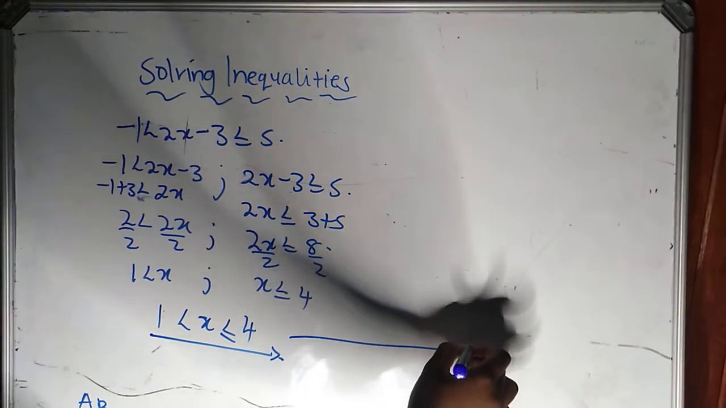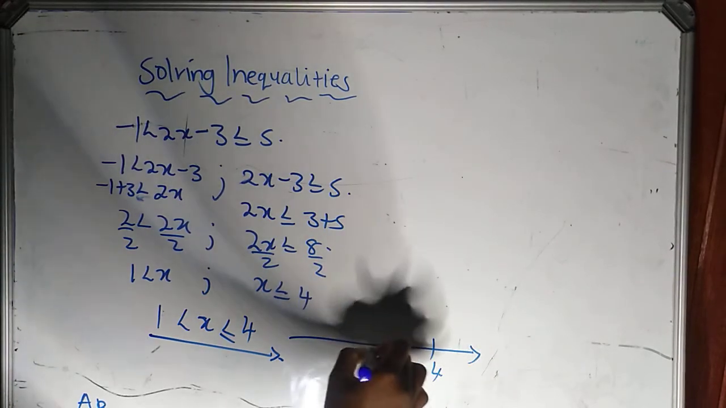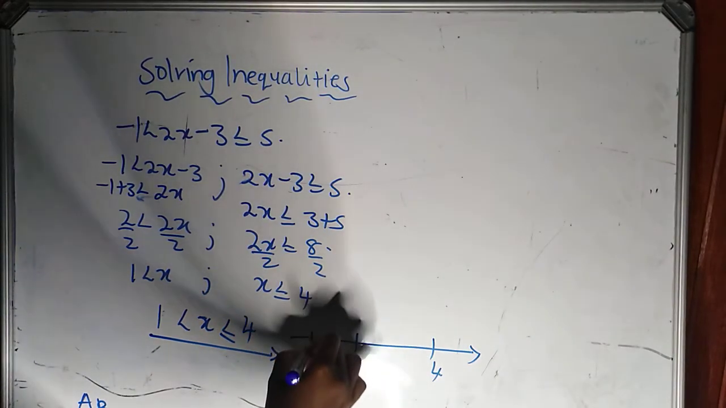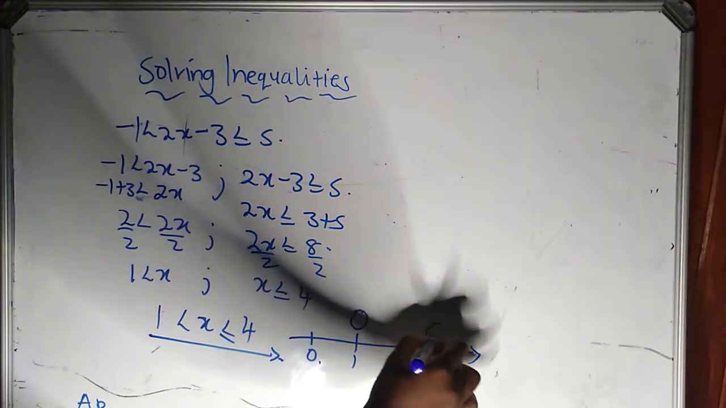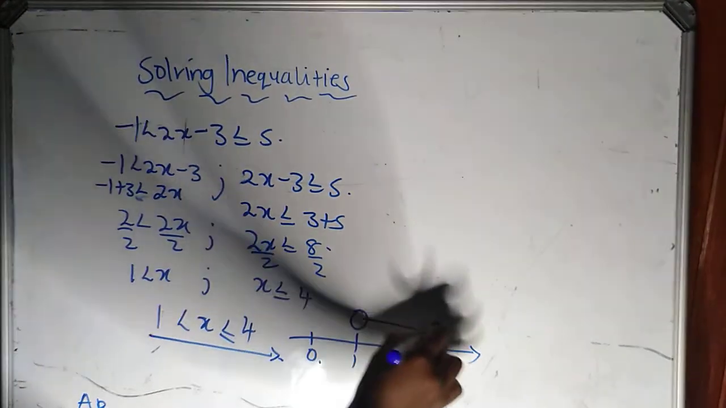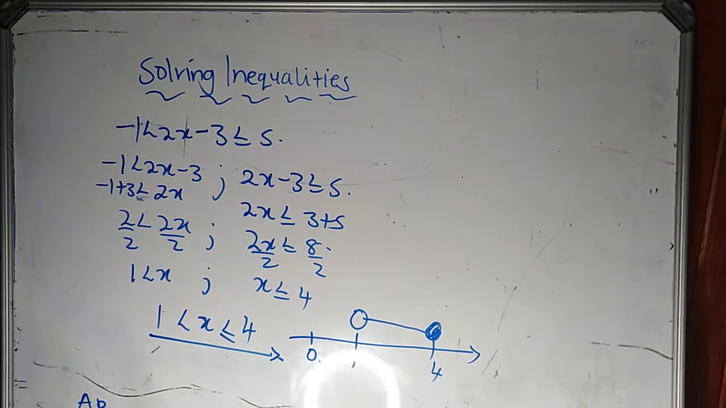Like that. I'll assume my 4 is there. My 1 is here. My 0 is there. I'll draw my circle here. This side I'm going to shade it. Then I join the 2 points. So this is how we simplify our inequalities.